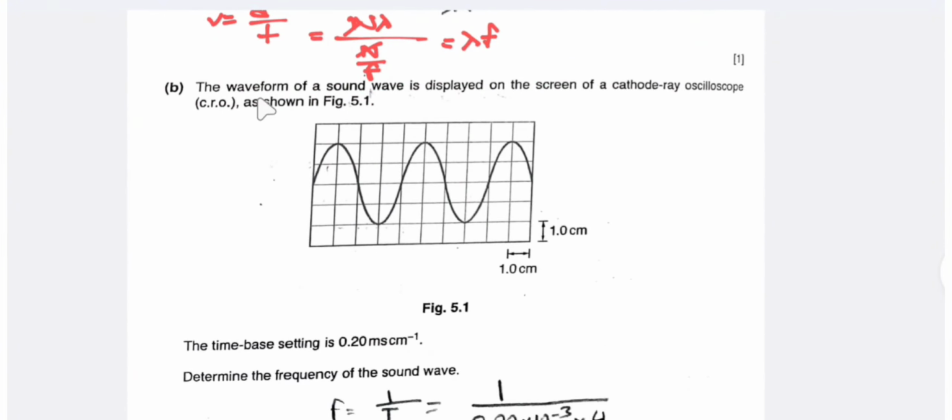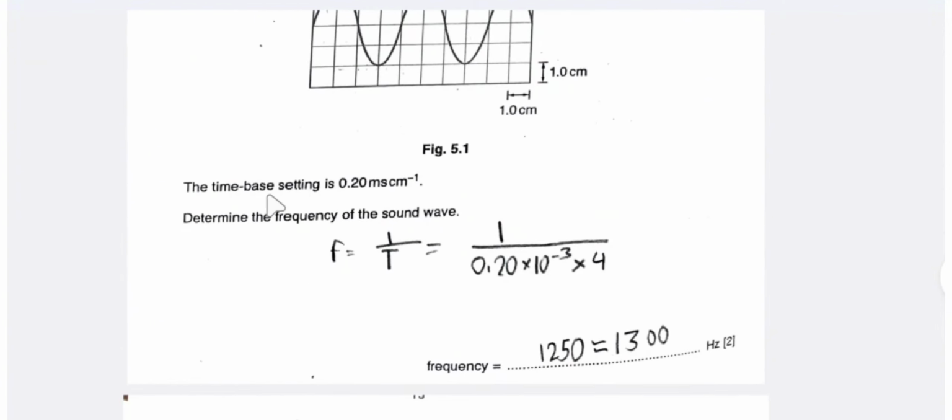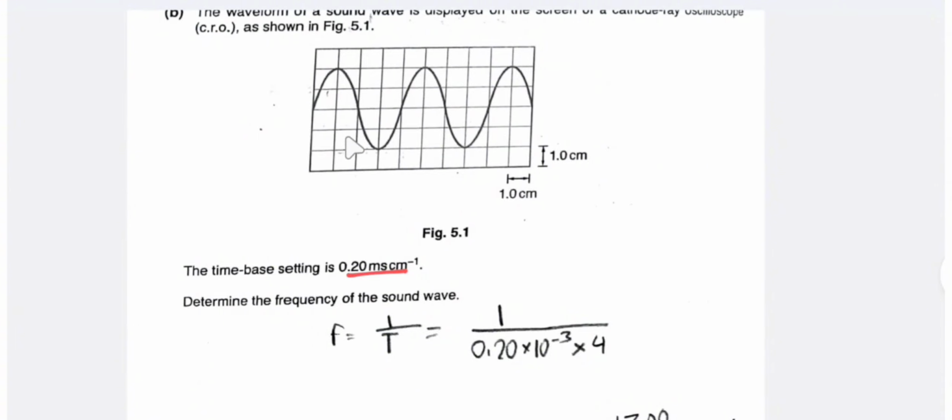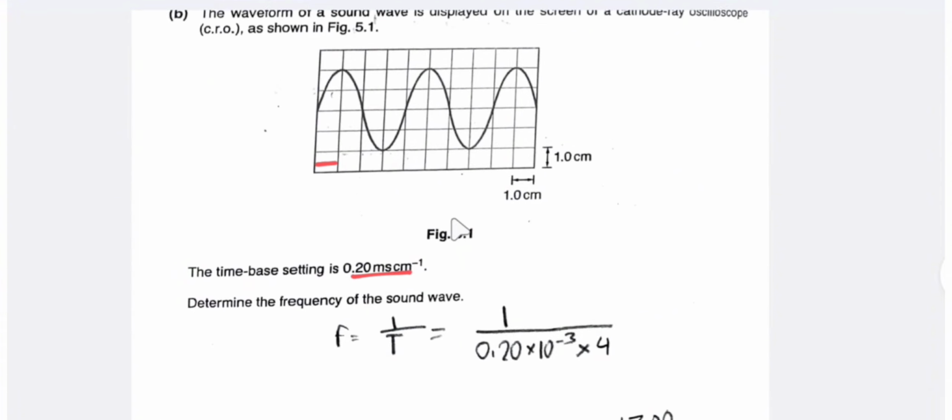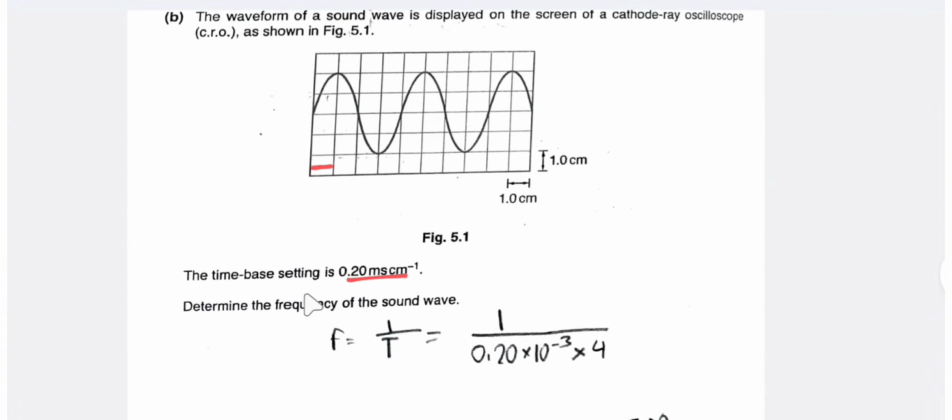Then the wavefront of a sound wave is displayed on the screen of a cathode ray oscilloscope as shown in figure 5.1. The time base is 0.20 millisecond per centimeter, so the time for one box is 0.20 millisecond. Determine the frequency of the sound.